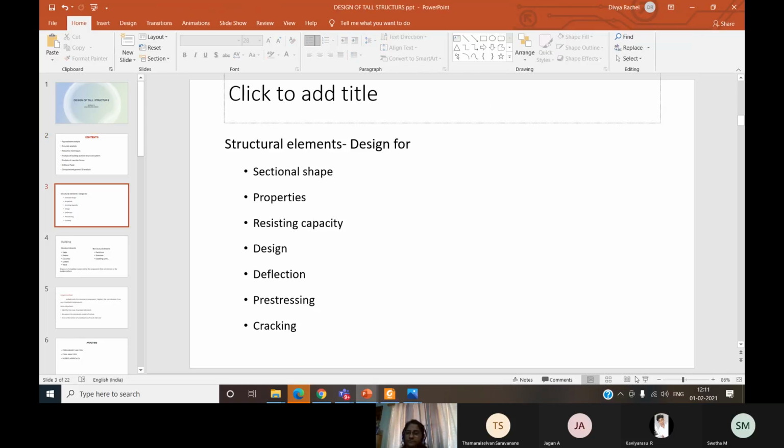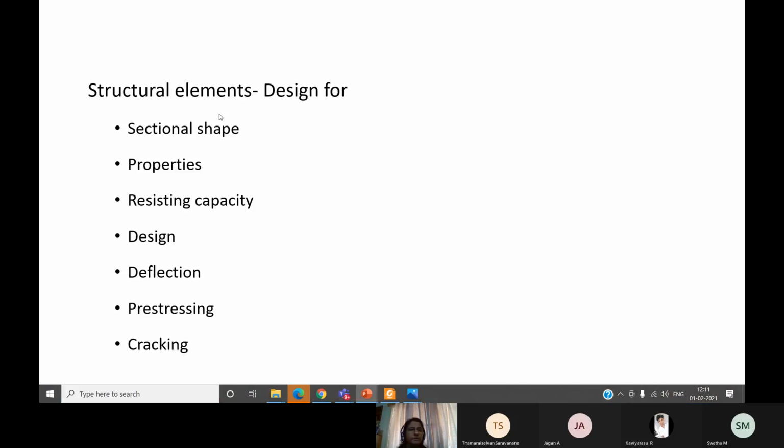So we know that any structural element we take, we design it for the sectional shape, that means the cross section, the properties, the resisting capacity, design, deflection, pre-stressing, cracking. Most of these properties you find out for the structural elements in a building.